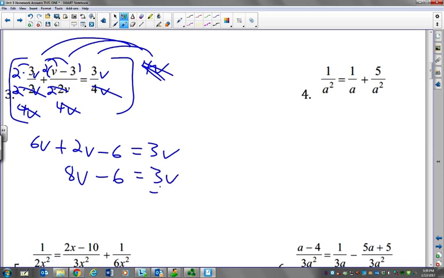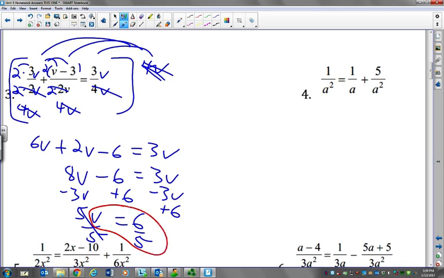We'll go ahead and minus the 3v, get all the v's on the same side. So we get 5v on this side. And we'll add 6 over to this side, so we'll get equals 6. And then we divide by 5, divide by 5. So we get v is equal to 6/5.